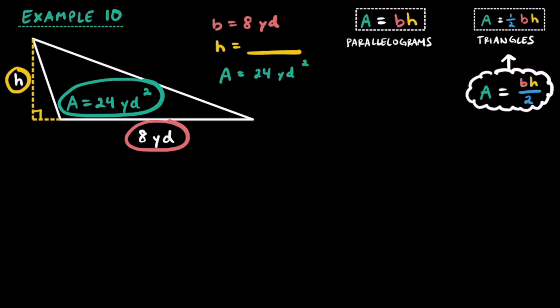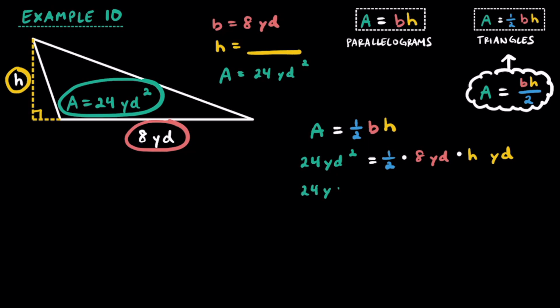Okay. Now that we have our information and we know what we are given, let's go ahead and just write our formula down. Substituting in the values that we know, let's go ahead and write 24 yards squared is equal to 1/2 multiplied by the base, and the base here we know is going to be 8 yards, multiplied by the height, and that's going to be h yards. The left side looks simple enough, so I'm just going to copy that one down again, and let's just mess around with the right side.